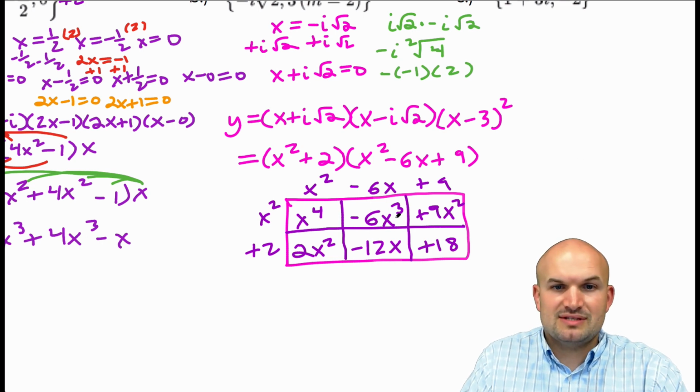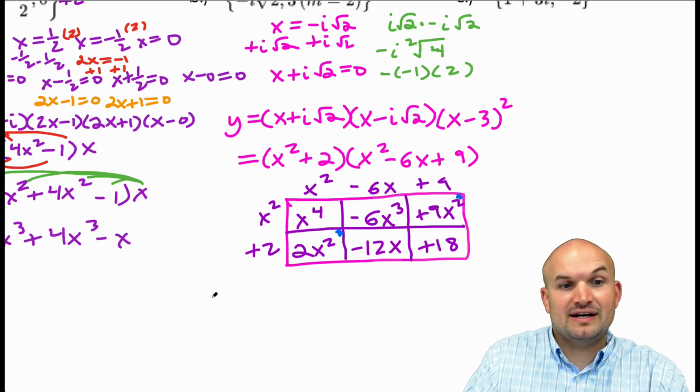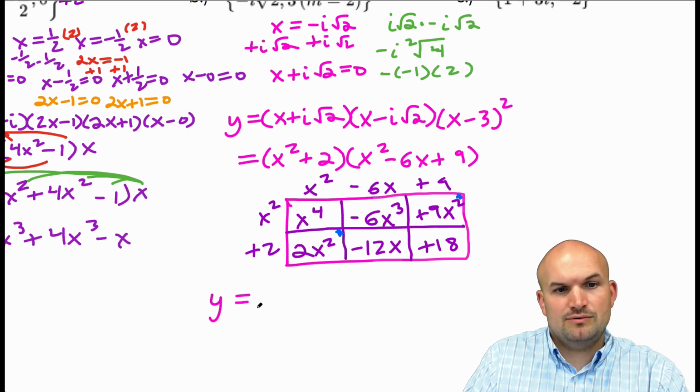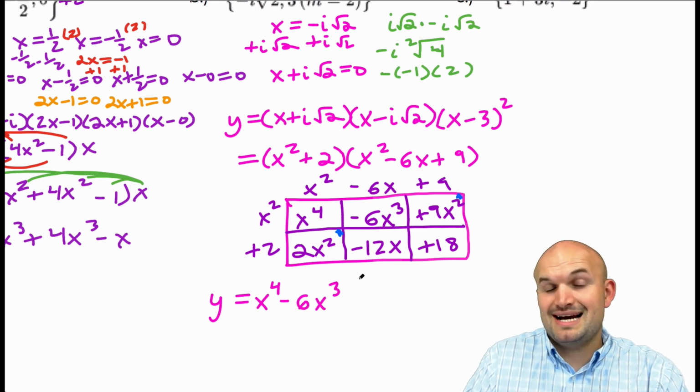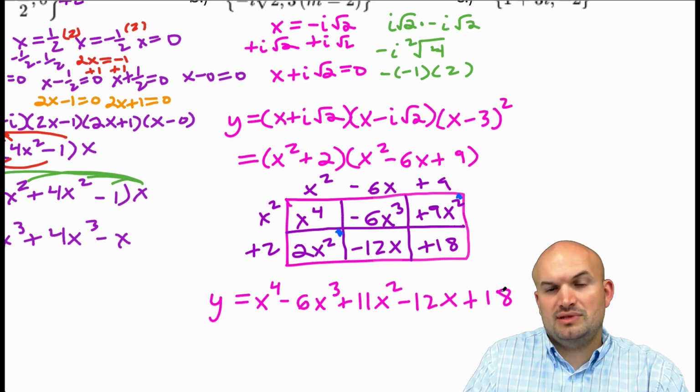And what I like about this is, let's see, these are like terms. So I can just go ahead and combine them to write my final equation. Y equals x to the 4th, let's see, minus 6x cubed. 2x squared plus 9x squared is 11x squared minus 12x plus 18.